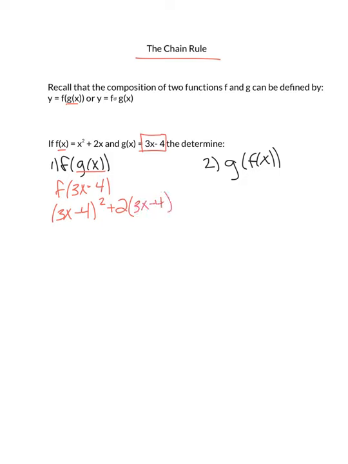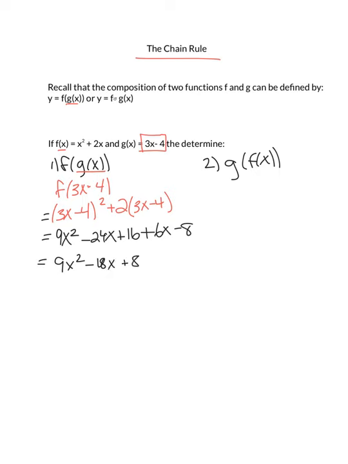Now if I go ahead and simplify all of that, I'm not going to do it the long way for you. I'm just going to go ahead and do this. I'm going to be getting 9x squared minus 24x plus 16 plus 6x minus 8. And then finally, I'm going to have 9x squared minus 18x plus 8.